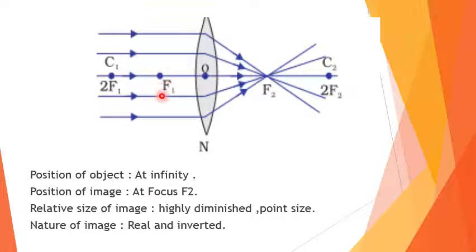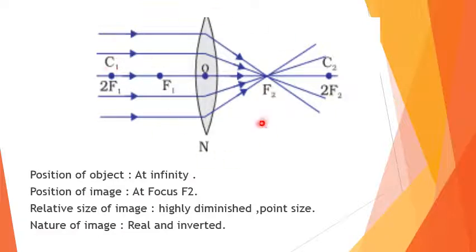And what are the points here? You see focus points F1 and 2F1. Whatever focus points are on the left side, they are named F1 and 2F1. On the right side they are named F2 and 2F2. And 2F2 is also C2 and 2F1 is also C1. C1, C2 stand for center of curvature 1 and center of curvature 2.